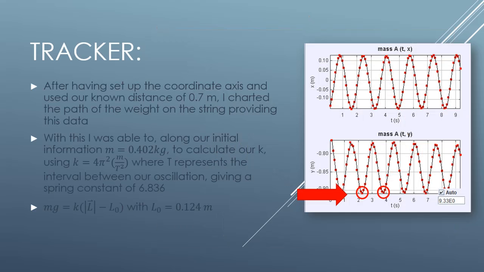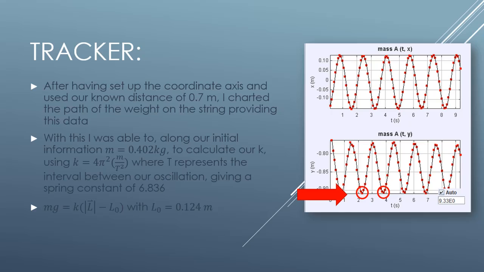From the Tracker footage, I was then able to use the position and time graph shown to the right to find our spring constant K using the formula shown of 4 pi squared times our mass of 0.402 kilograms divided by T squared, which represents the average interval of time between each oscillation of our mass, for which I used the lowest points at the same positions over time. After taking 3 of these intervals and dividing the total difference by 3 to calculate the average, the final calculation for K resulted in a spring constant of 6.836.